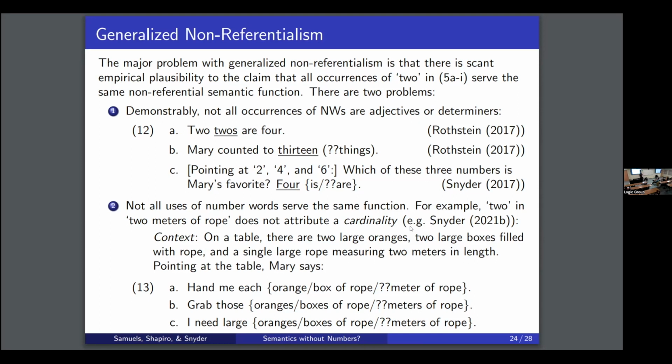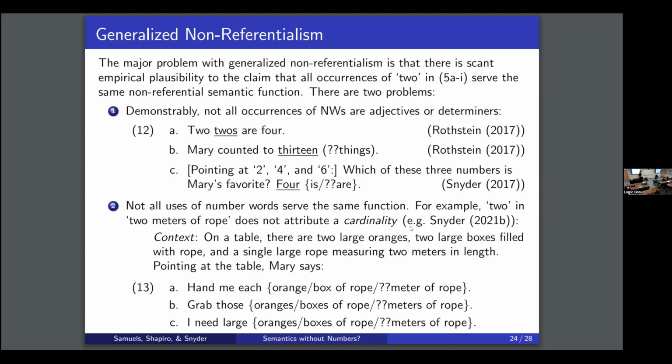I need large oranges, good. I need large boxes of rope, good. I need large meters of rope, kind of weird. I'm not the first person to point this out. All of these expressions are what are known as distributive expressions. So "each" is a distributive quantifier. "Those" is a distributive pronoun. And "large" is a distributive adjective.